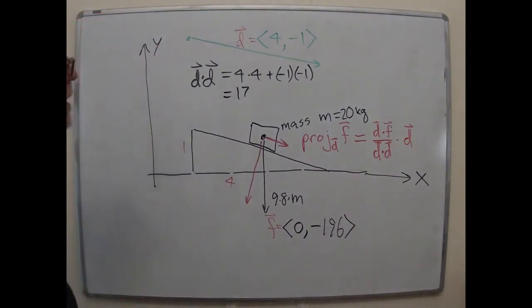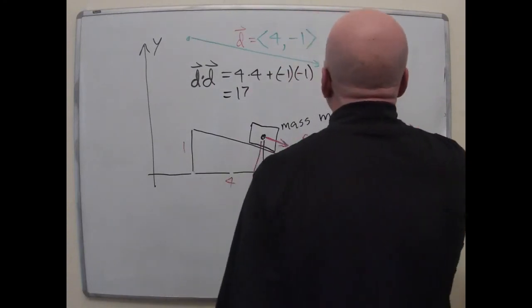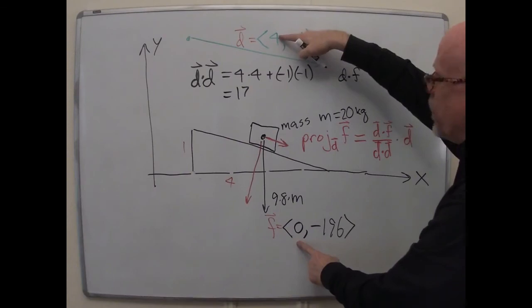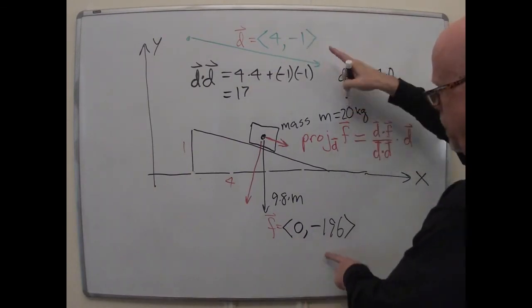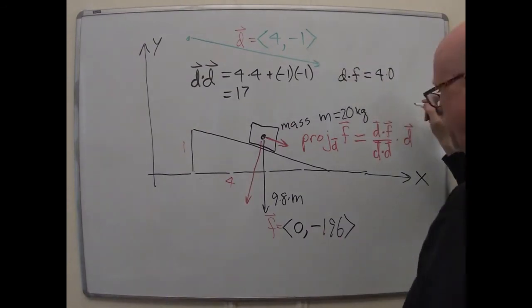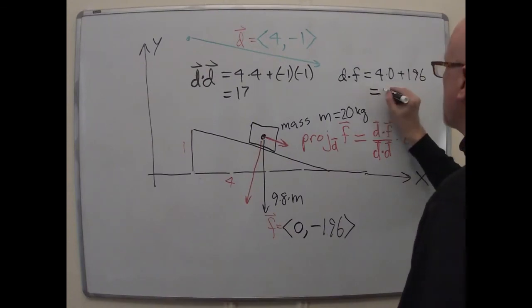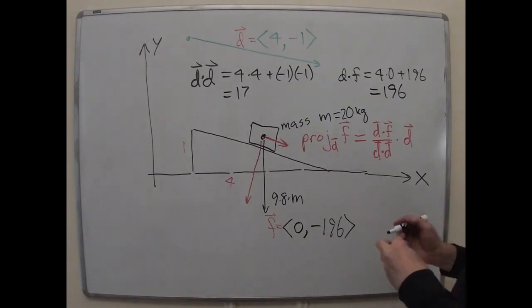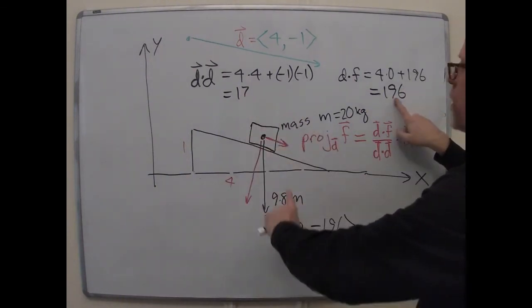Okay. D dot F, where can I write that? Let's do D dot F here. That's going to be 4 times 0. Well, that's not very exciting. 4 times 0 is 0, plus -1 times -196. Okay, so it's just positive 196. So the vector we're after goes in the direction of D, but it's scaled by this number divided by that number.